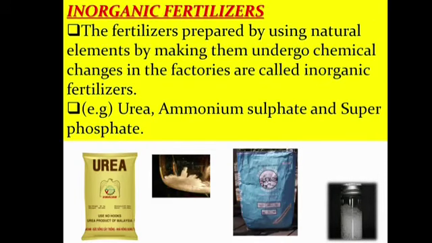Inorganic fertilizers. The fertilizers prepared by using natural elements by making them undergo chemical changes in the factories are called inorganic fertilizers. Examples: urea, ammonium sulfate and superphosphate. So you would have heard these names. Some natural materials are used to prepare these inorganic fertilizers. They undergo some chemical changes and we get these inorganic fertilizers. The farmers use them in the field.